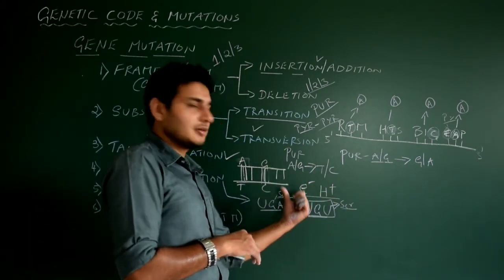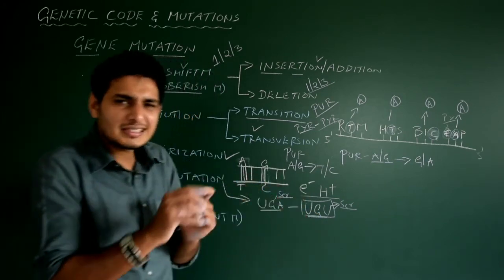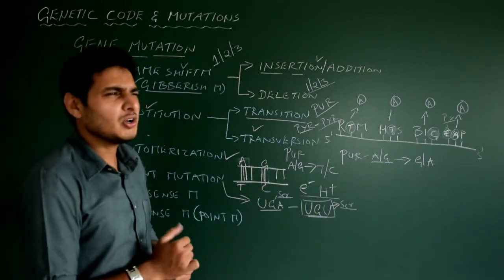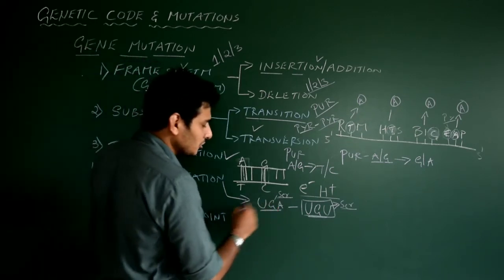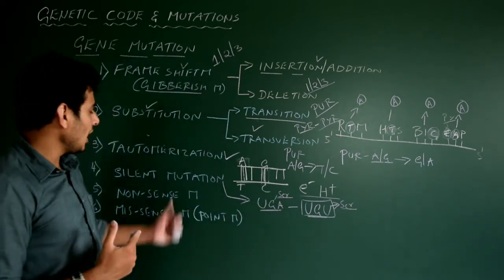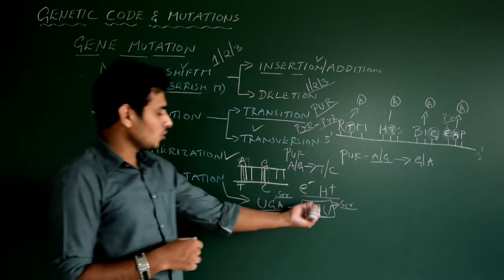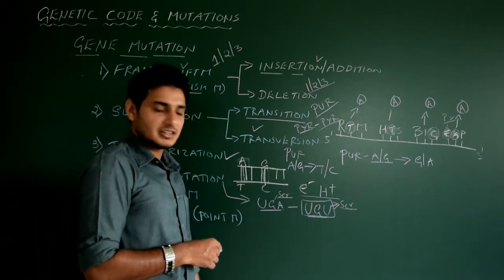So serine and serine are both the same, but still there will be certain changes which are going to cause mild disorders in human beings. Got it? So this is silent mutation. The mutations sometimes go unnoticed because both codons code for the same amino acid, that is serine.